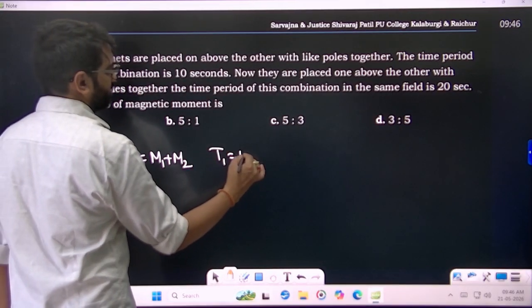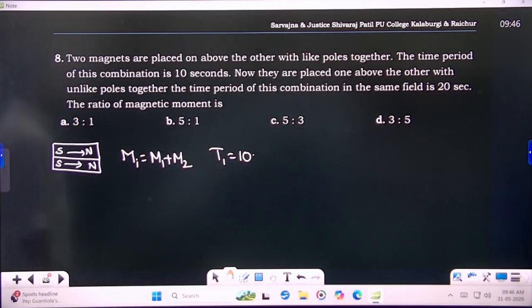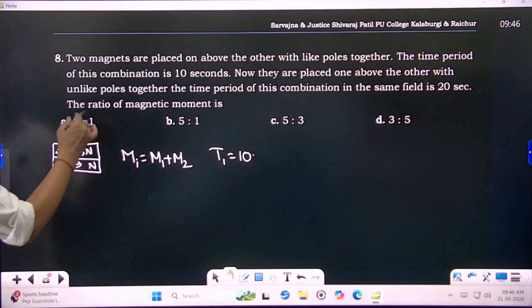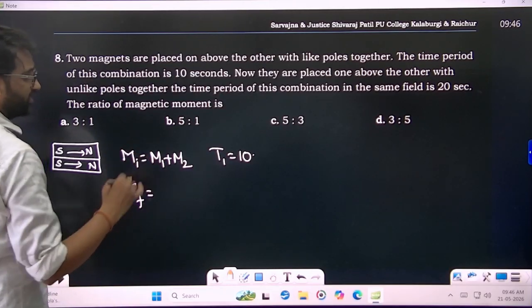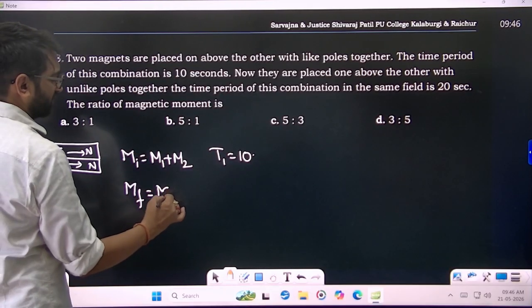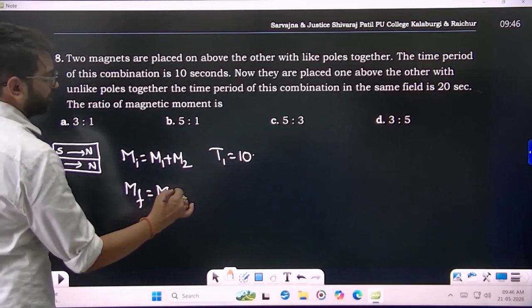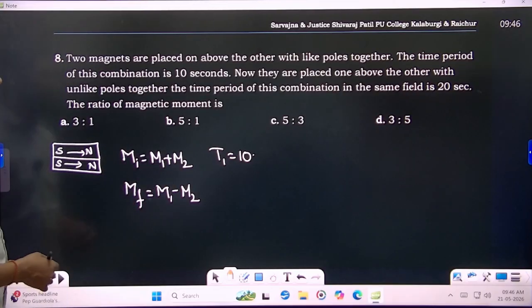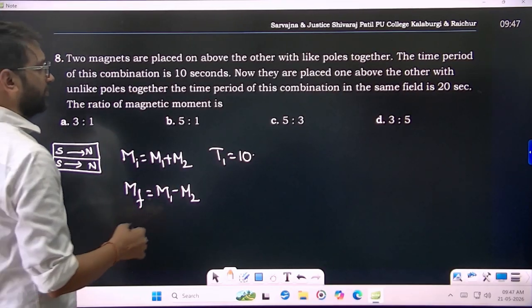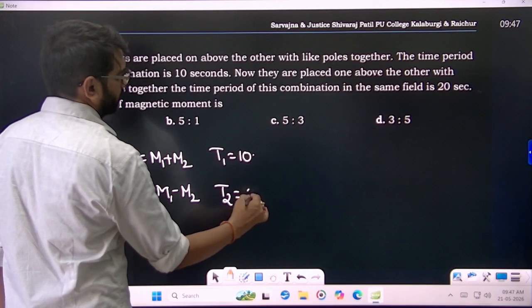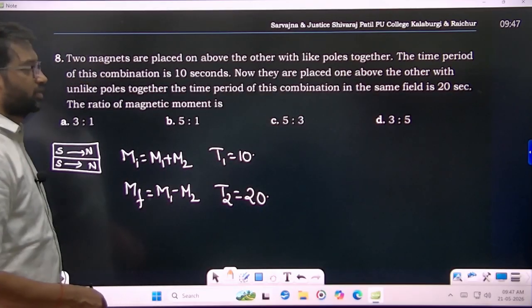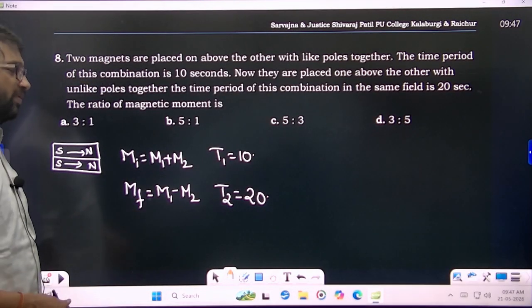Now they are placed one above the other with unlike poles touching each other. So now final m final is equal to, for unlike poles, let us assume m1 is greater than m2, so m1 minus m2. Then the time period of the combination is 20 seconds. The ratio of magnetic moments is?